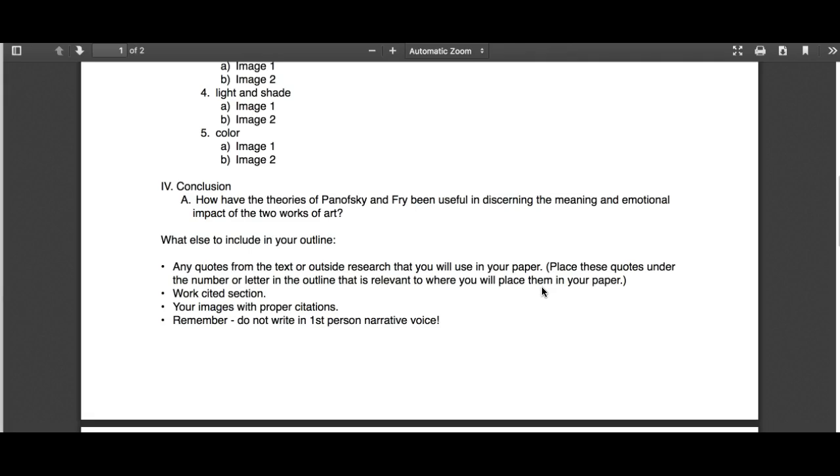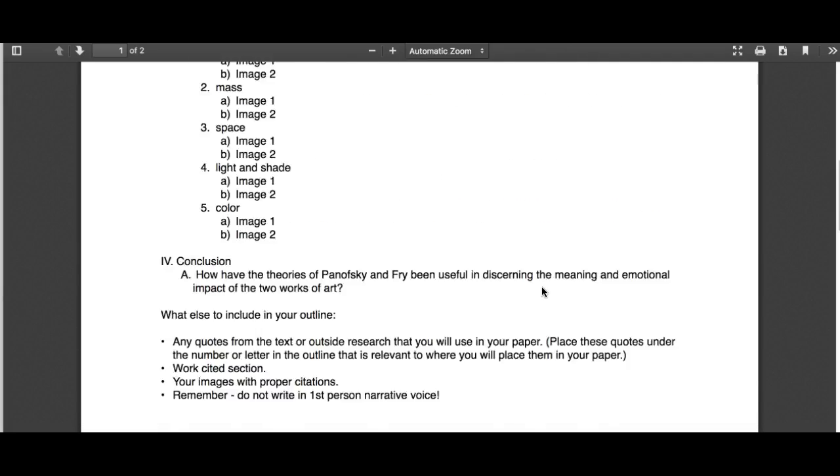And remember, please do not write in first-person narrative voice. No I, me, my. We don't have to validate or back up our own opinions because opinions are opinions. But when we are writing from the perspective of presenting information with evidence to support that information, then that's where we want to be. This is a formal academic paper, so we're not going to use I, me, my.